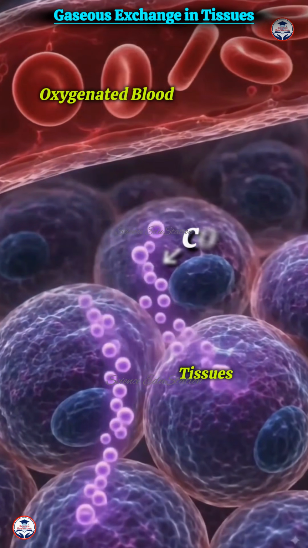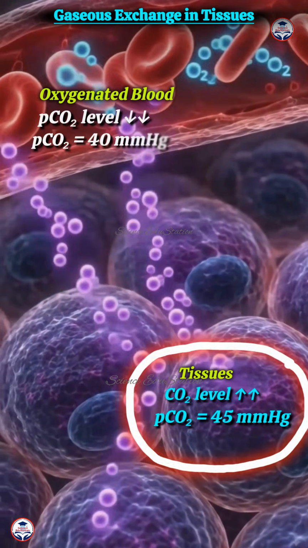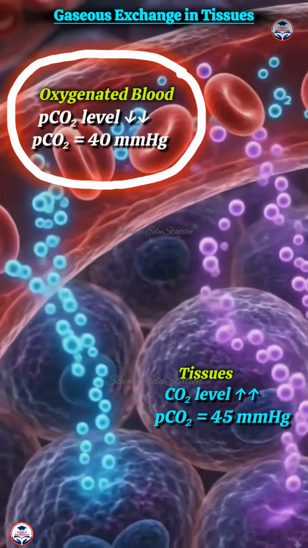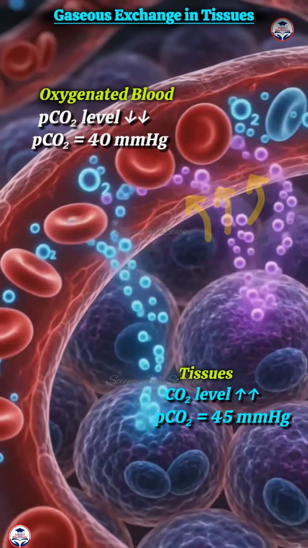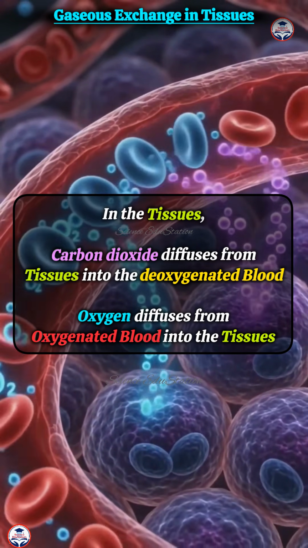Similarly, in the tissues, carbon dioxide is continuously produced due to metabolism, so its partial pressure is higher in the tissues and lower in the blood. That's why carbon dioxide diffuses from the tissues into the blood. This is how gaseous exchange occurs here.